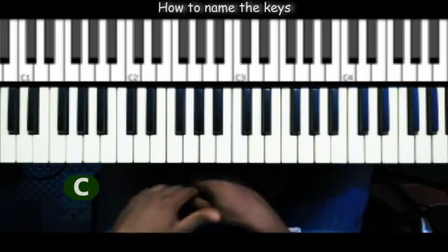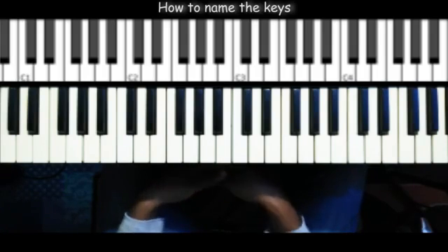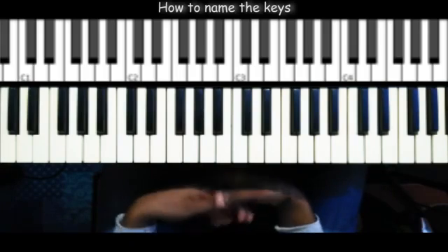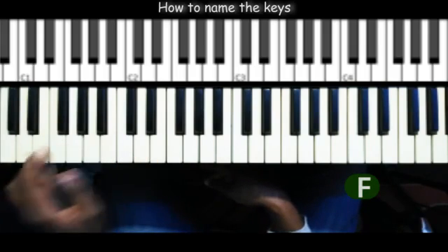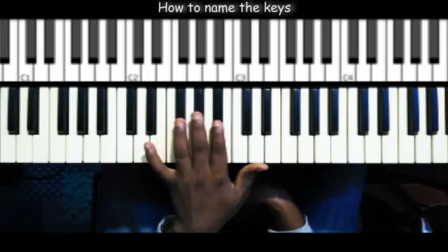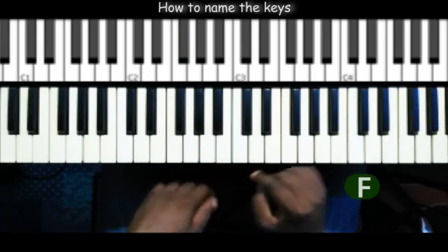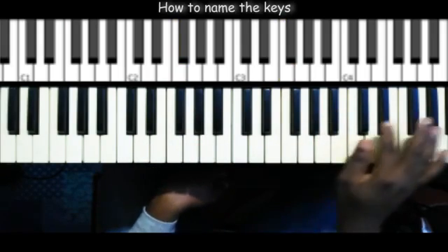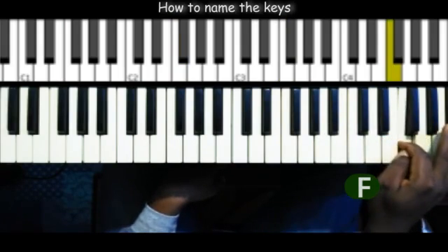Then the white key before every 3 black key group is F. So this is a 3 black key group, F. 3 black key group, F.